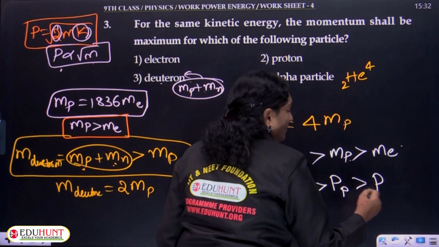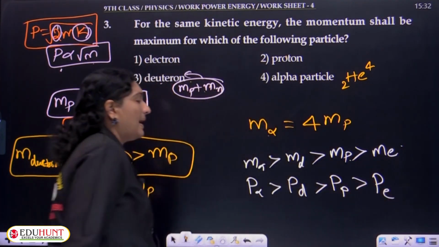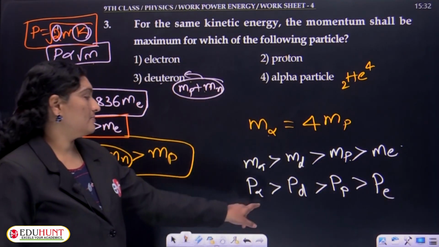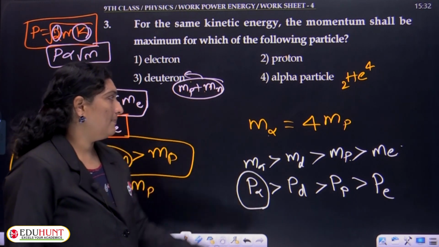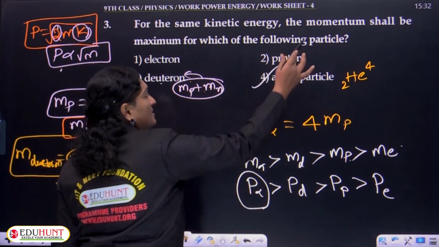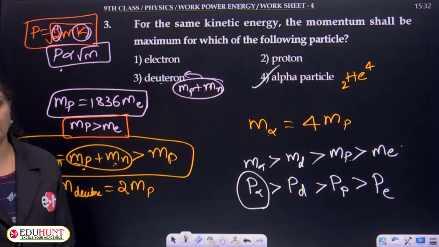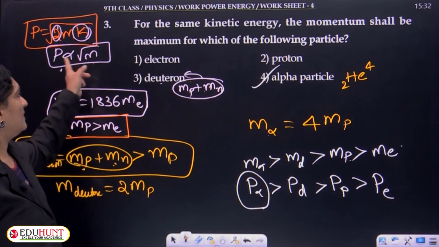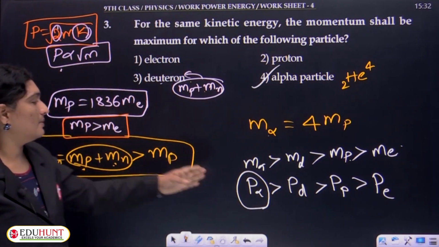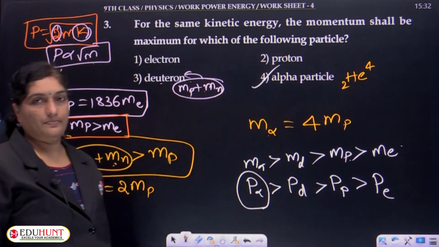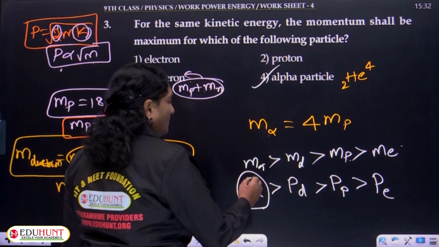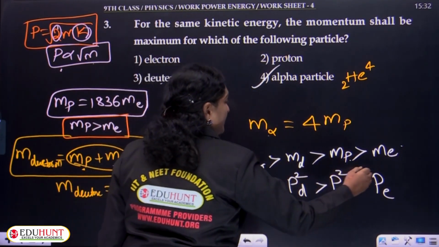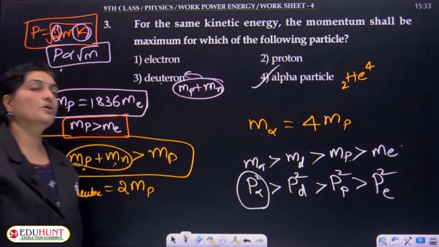So among the four, which particle has the largest momentum, children? Obviously the alpha particle. Hence our answer is the alpha particle. Since root over mass is directly proportional to momentum, we can even say that instead of P, I can say P squared is proportional to mass. This gives you more clarity.